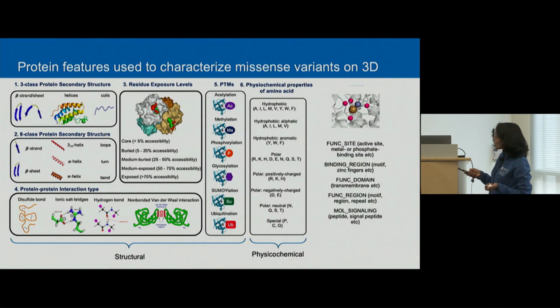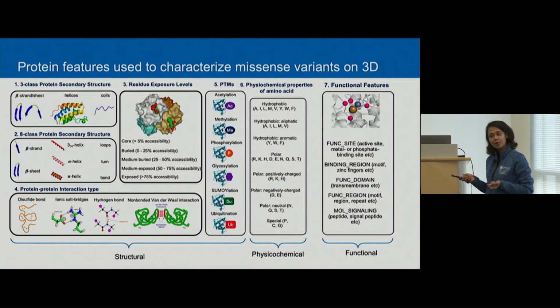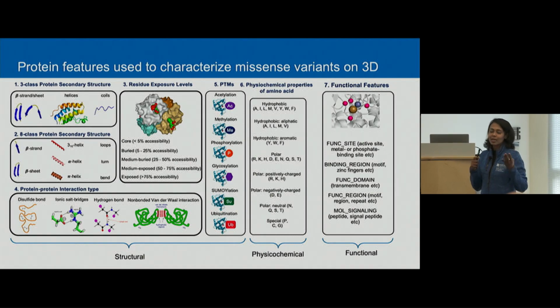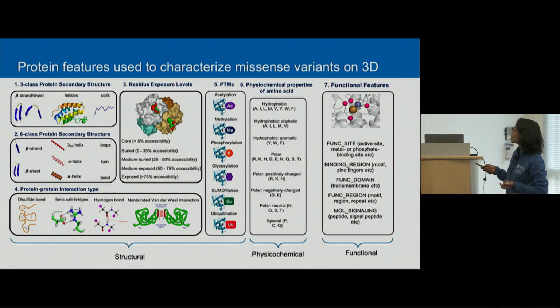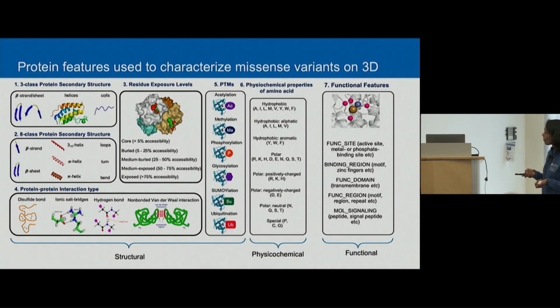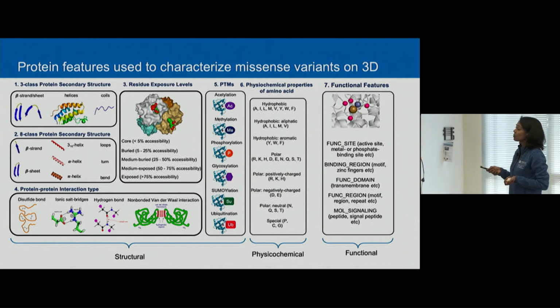All right, and the last feature that we explored is from UniProt. There are several annotations available in UniProt, and actually the total number is 25. So there can be zinc finger, motif, binding region, DNA binding region, nucleotide binding region. We collected all 25 annotations available in UniProt, and then we grouped them together as functional site, binding region, functional domain, functional region, or regions that are performing some molecular signaling like peptides, propeptides, or signal peptides. So these are our feature space.